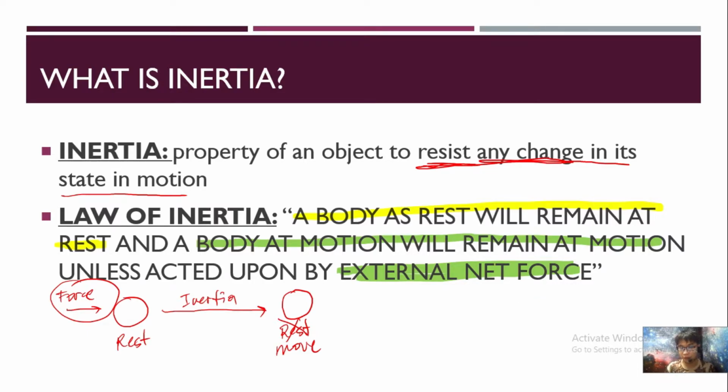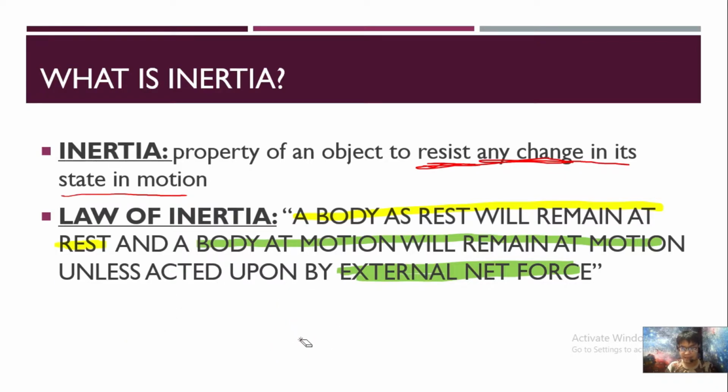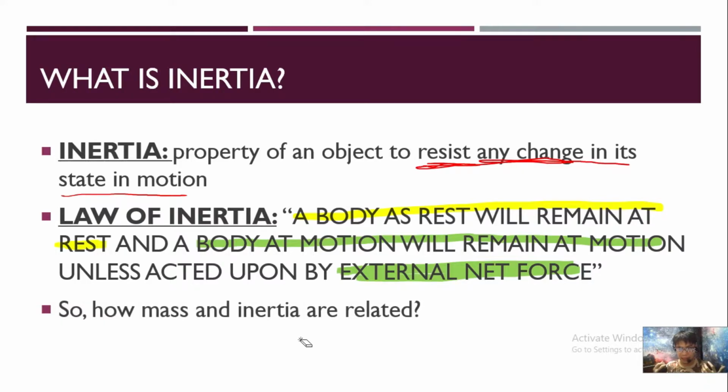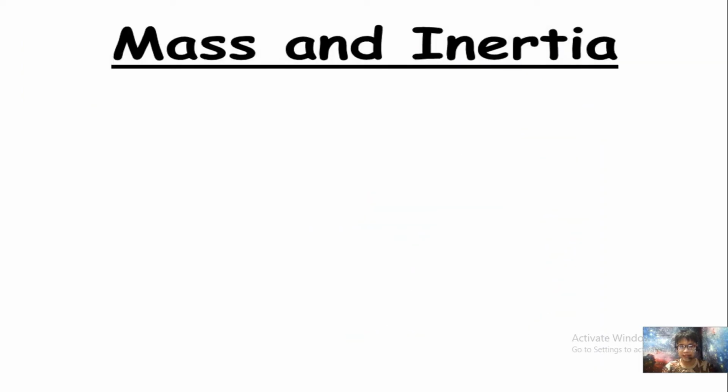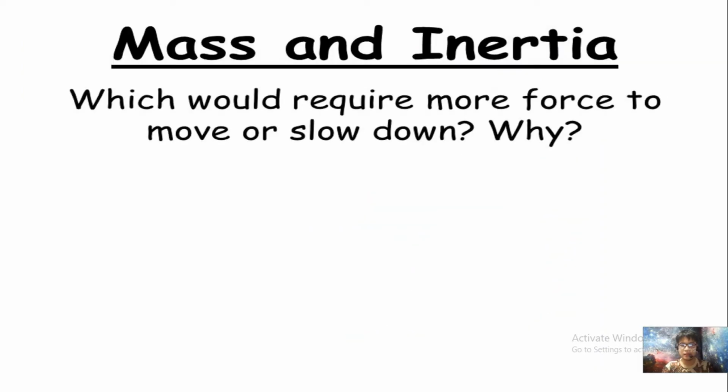Now, inertia is related to the quantity mass. So inertia is related to the quantity which is known as mass. When we say mass, mass means bigat, the weight of an object. So how are mass and inertia related to one another? I have here this illustration, mass and inertia. Which would require more force to move or slow down? And the question is, why?